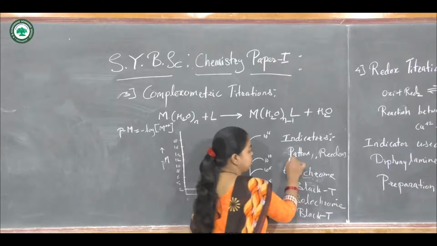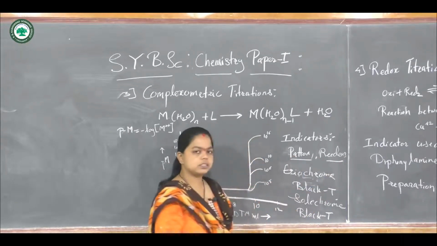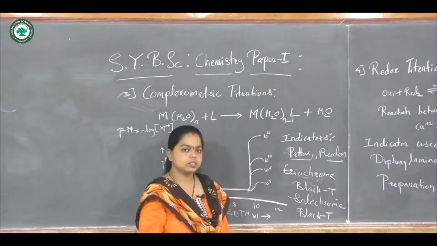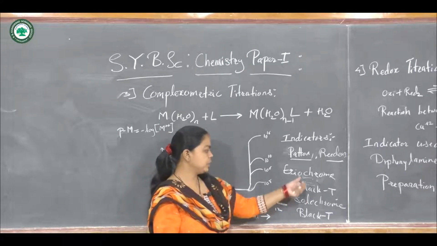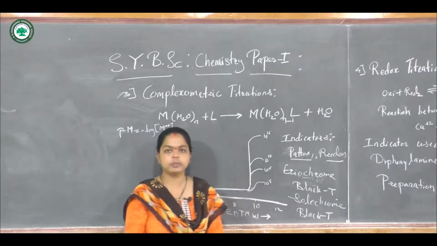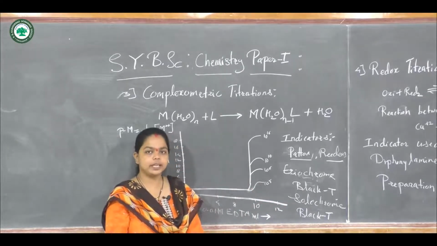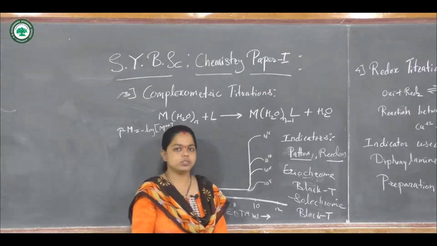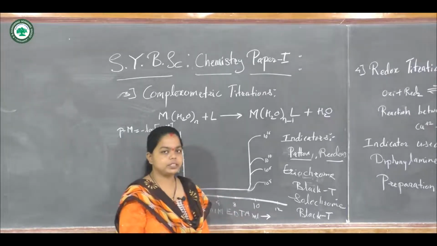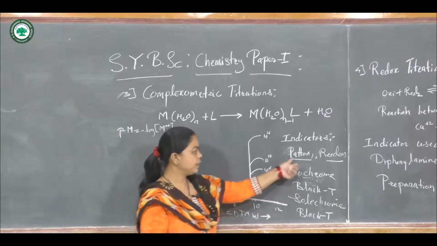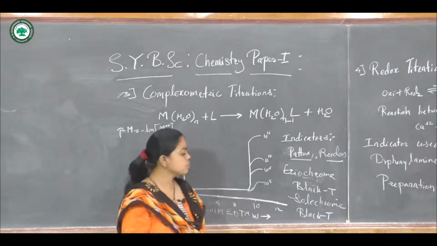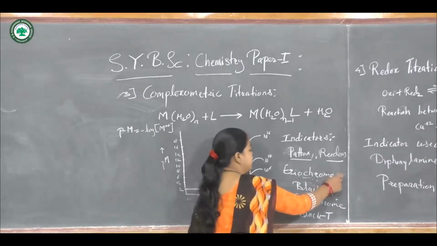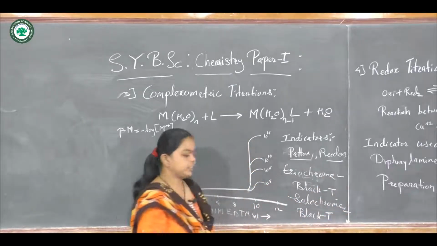So instead of these two, pattern and readers, which are not much used in titration, Eriochrome Black T and Solochrome Black T, these two indicators are generally used in complexometric titrations. These others are rare and generally not used, so we are using these two indicators for the titration.